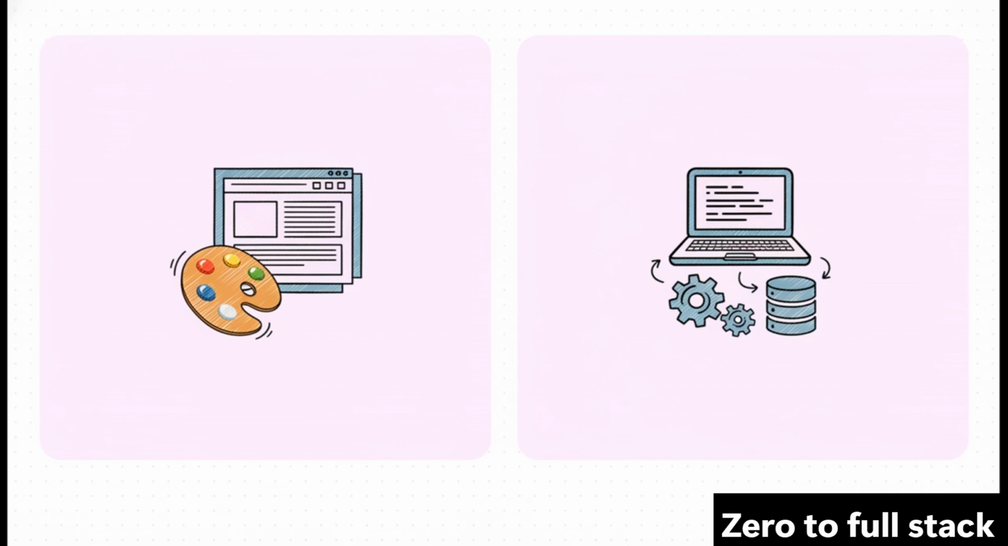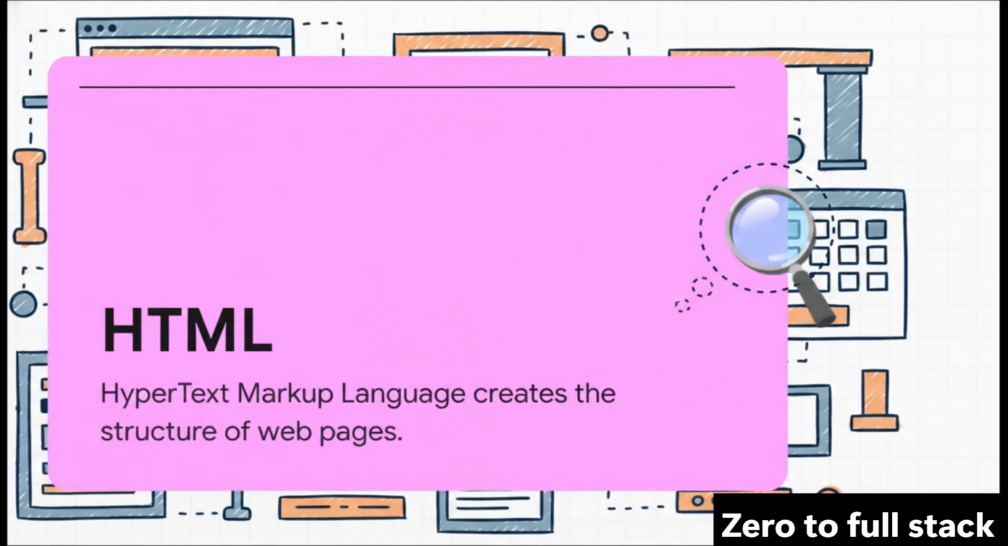Web development, on the other hand, is the science. This is the technical side, focusing on functionality, the actual coding logic, databases, and making sure that when you click a button, it actually does something instead of just looking pretty. To actually build that front end, developers rely on this core trinity of technologies.